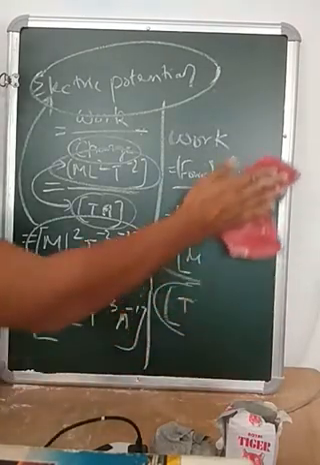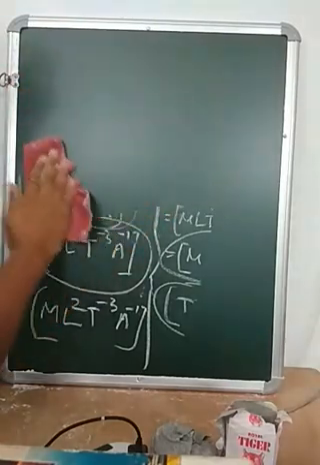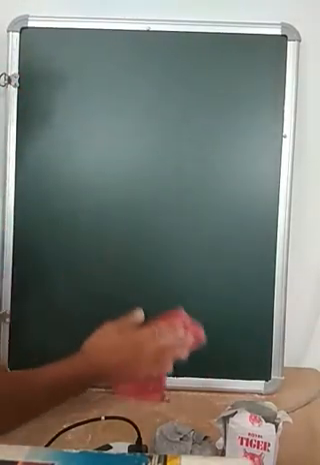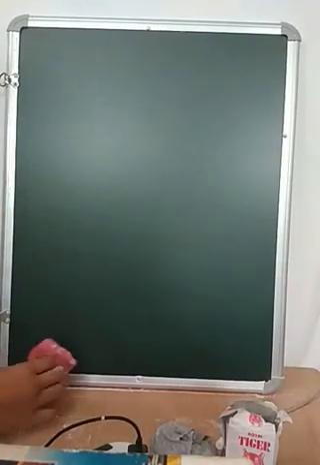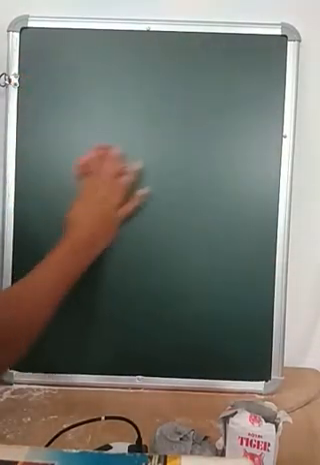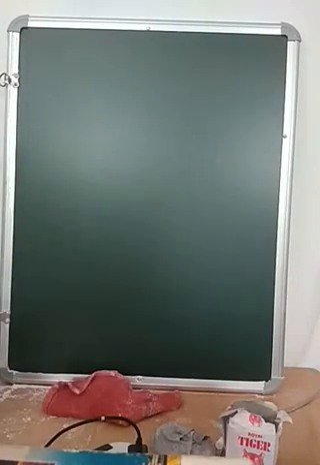We just have to simplify it up to the base quantities. If a physical quantity is given for its dimensional formula, you simplify it up to base quantities. This is the thing you have to do in dimensional analysis.